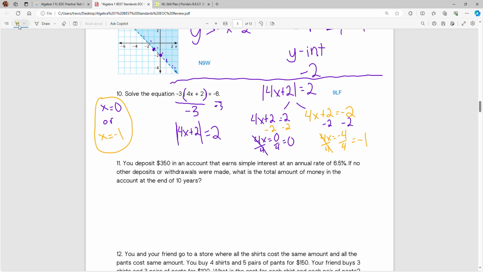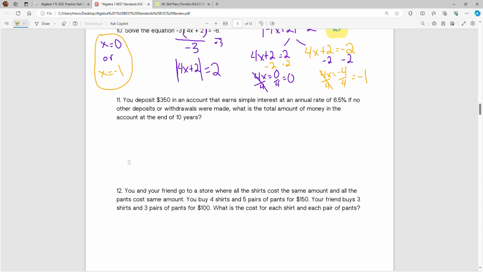Let's move on to question 11. If you deposit $350 in an account that earns simple interest at an annual rate of 6.5%, if no other deposits or withdrawals were made, what is the total amount of money in the account at the end of 10 years?